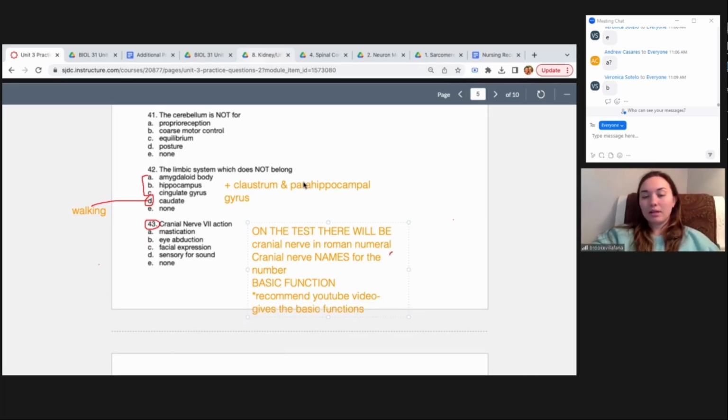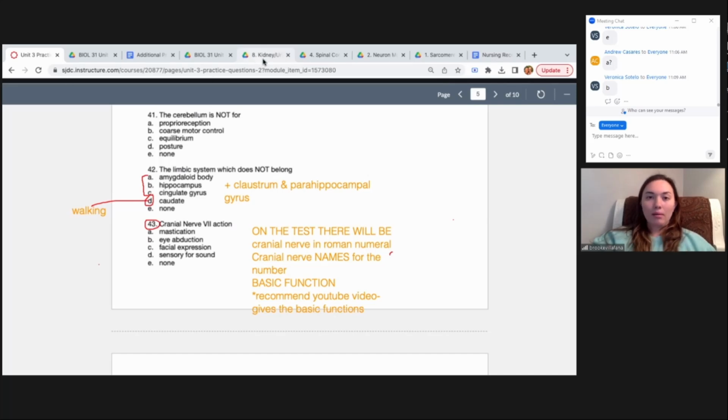So on the test, I remember at one point I went back to the test to count, and there were, I think, 8 or 9 questions just on the cranial nerves. So I don't want you guys to be surprised or thrown off. That's 10 points potentially on just the cranial nerves. So study them, go over them, the Roman numeral and the function and the names.